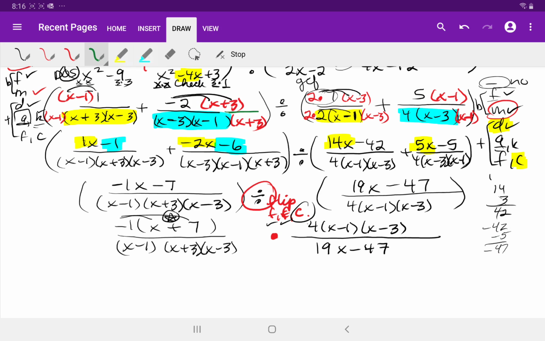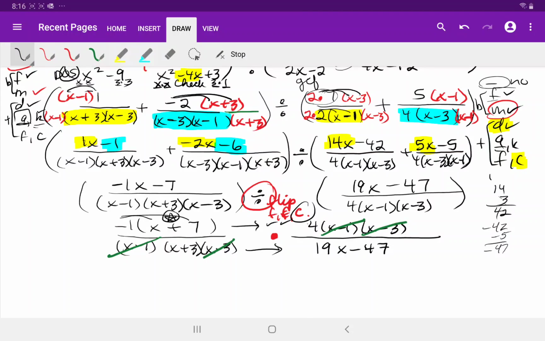Do you see anything at the top and the bottom that can cancel? I would say this x minus 1 has a partner over here. This x minus 3 has a partner over here. What do you think about the 7 and the 47? Can you cancel a 7 into a 47? Like chop off the 7s or something? Okay, yeah, that'd be a no, so please don't do that.